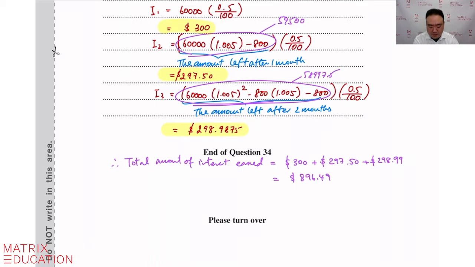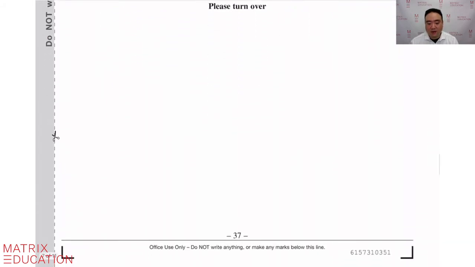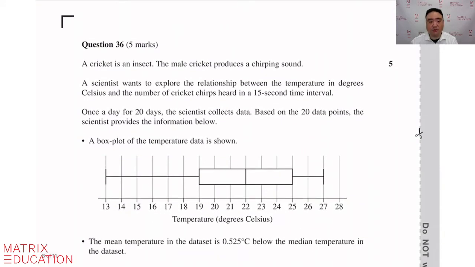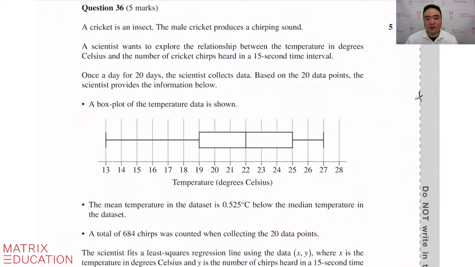Now let's have a look next at question 36, which is the last common question to both standard and advanced. Okay, now on to the last question. Let's read the question together. A lot of you have heard about this question, so let's go through it in detail.